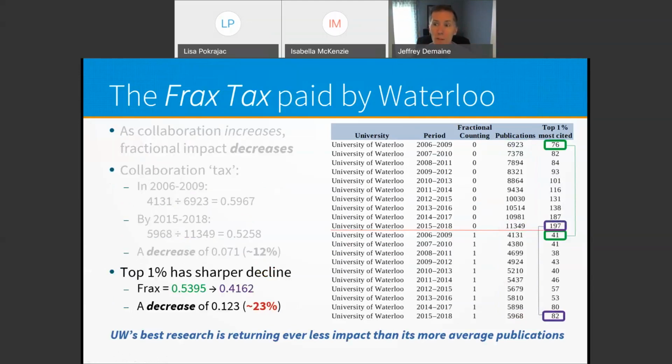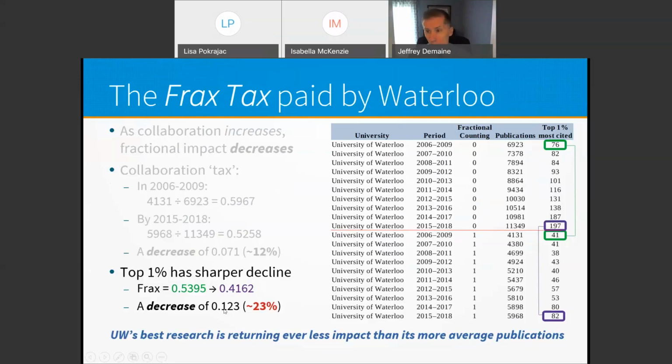By the end of the decade, in purple, we see that the ratio has decreased to 0.52, a decrease of about 7%, or relatively 12% from the starting point. And this is what I call a Frax tax on impact. You're collaborating, and so you have to give away, as a form of tax, some of the impact to your collaborators. Now, that's one trend.